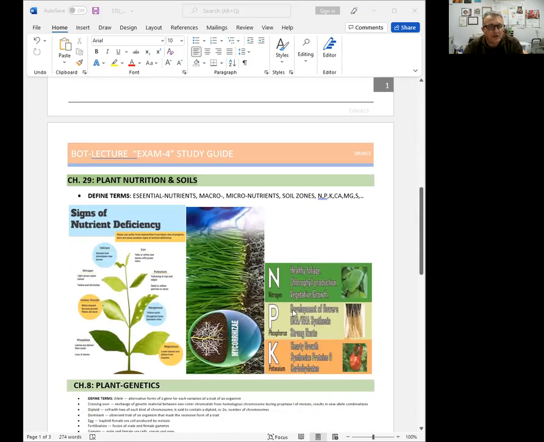Our next chapter is plant nutrition and soils, a very, very important chapter. Plant nutrition, obviously, is directly related to human nutrition and animal nutrition. That makes it very important. So there are two groups of nutrients. They are called macronutrients, the big ones: carbon, hydrogen, oxygen, nitrogen, phosphorus, potassium, calcium, magnesium, sulfur.